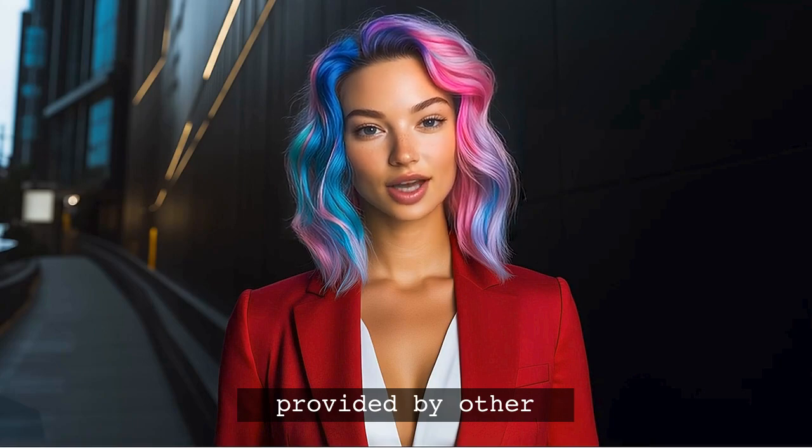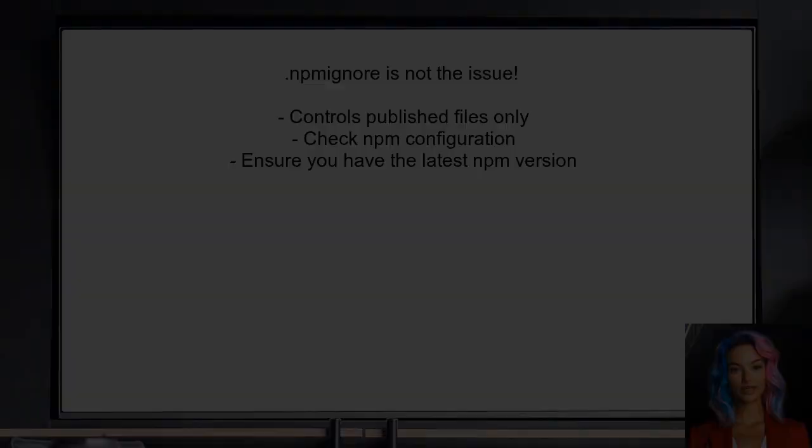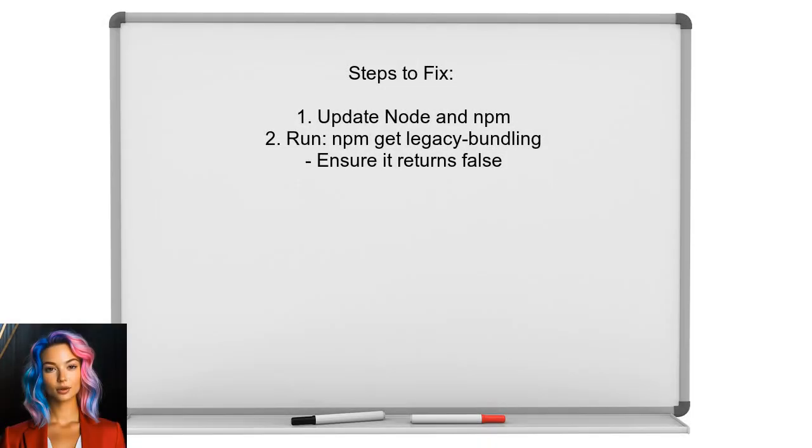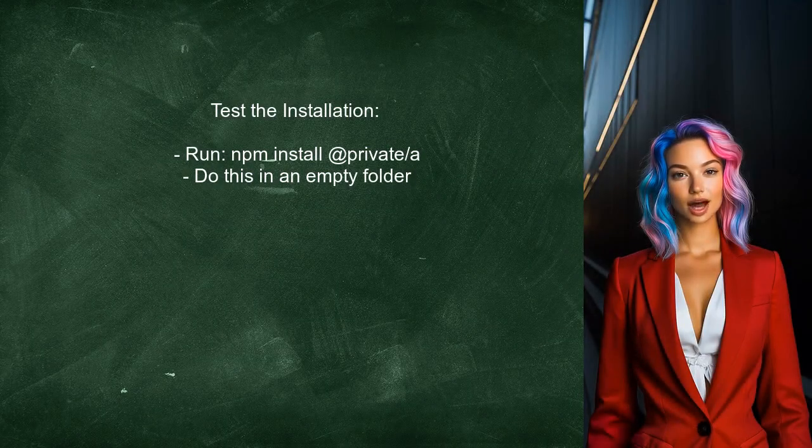Now, let's look at the answers provided by other users. An alternative solution suggests that the .npmignore file is not relevant to your issue. It only controls what gets published to the npm registry. The problem may lie in your npm configuration or an outdated npm version. To resolve the issue, make sure you are using the latest version of Node and npm. Also, check your npm configuration by running the command npm get legacy-bundling. It should return false. Finally, if you're still facing issues, test by running npm install @private/a in an empty folder to see if the problem persists.